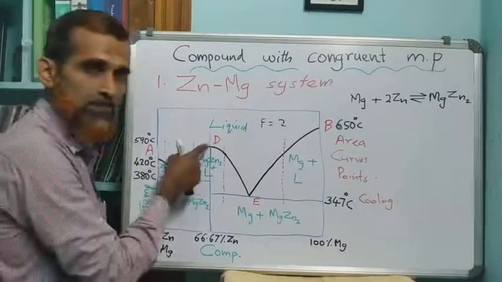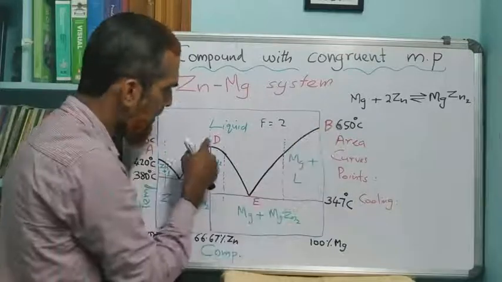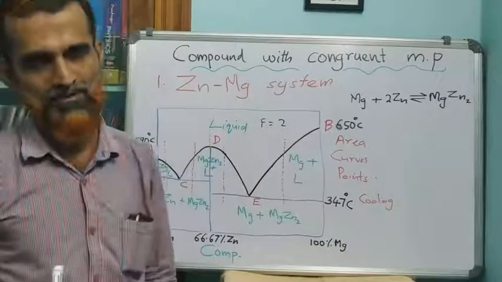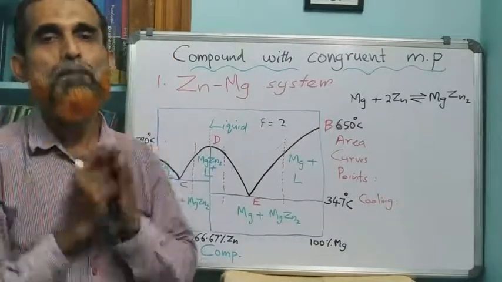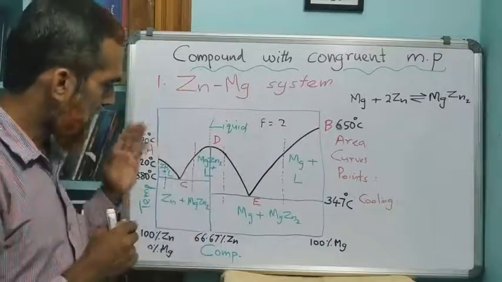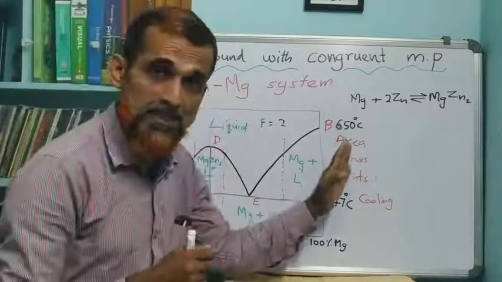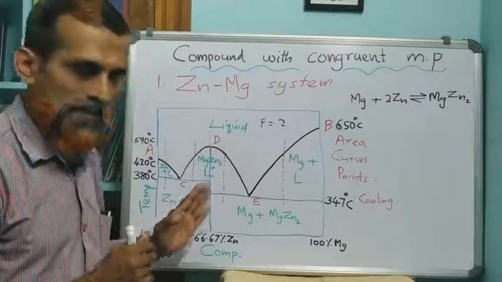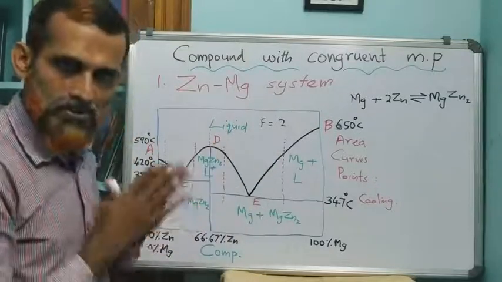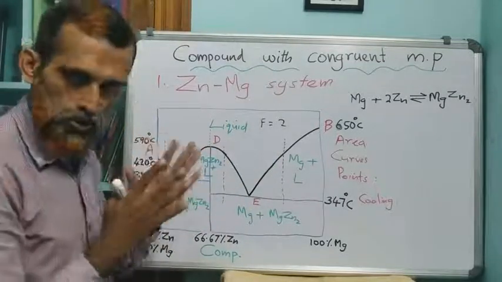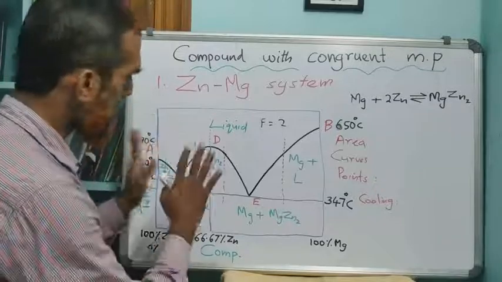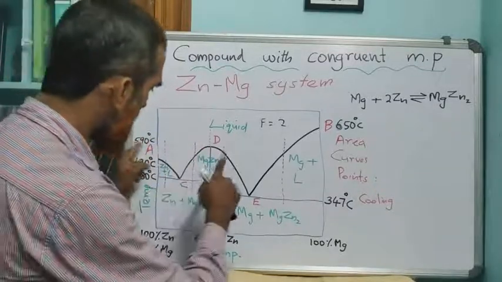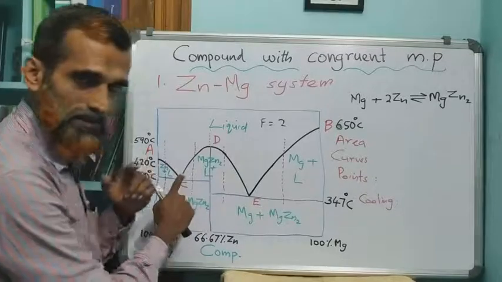So this point is also invariant. Point A, point B and point D are all invariant because they represent the melting point of the pure component. Here it is zinc, here it is magnesium, and here it is the compound. See, this diagram can be thought to be a combination of two simple eutectic systems. I have told you this feature.